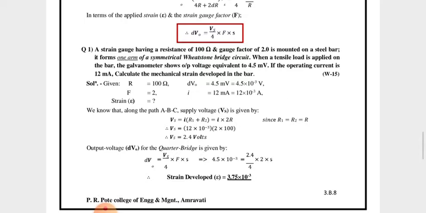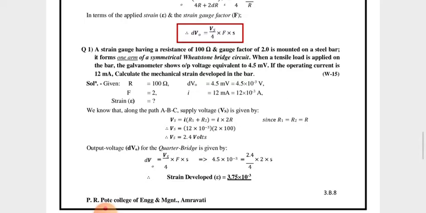So the output voltage DVO for the quarter bridge is given by DVO equal to Vs by 4 into F into epsilon. So 4.5 into 10 to the power minus 3, that is DVO, equals 2.4 volt, the value of supply voltage we have calculated, divided by 4 into gauge factor 2, which is given, and epsilon we have to calculate. Only one parameter is unknown, so epsilon is 3.75 into 10 to the power minus 3.